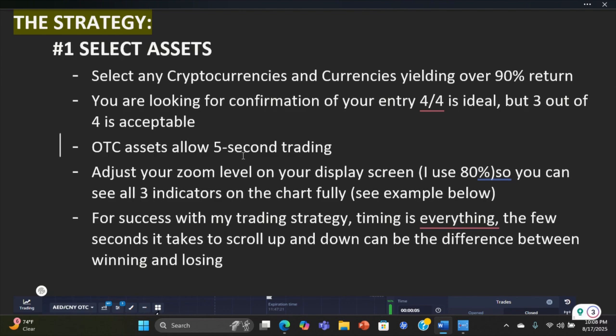Again, it can go 91 and 90. I mean, it's not a big deal. But I definitely don't trade under 90 unless I just really missed it or something. Okay. So always keep an eye out on it.